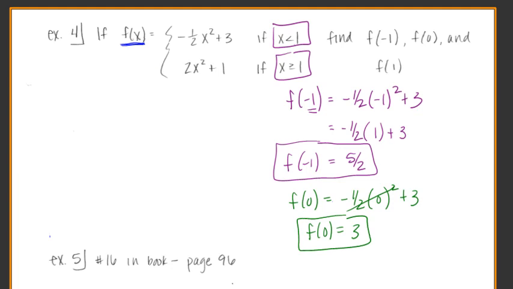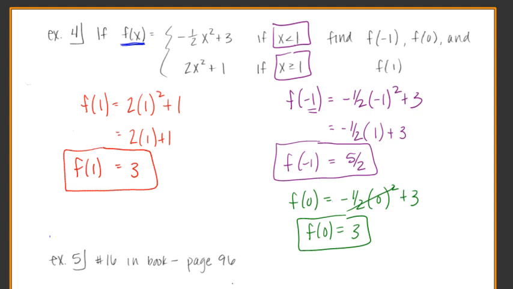Okay. And last but not least, they want us to find f of 1. Well, where does 1 fall? Is 1 just less than 1, or is 1 greater than or equal to 1? It's greater than or equal to, so this is where I'm going to use the second part. So 2 times 1 squared plus 1. So 2 times 1 plus 1 equals 3. So f of 1 equals 3.